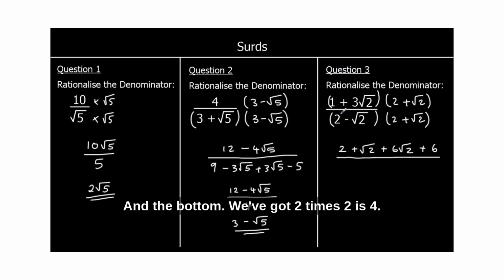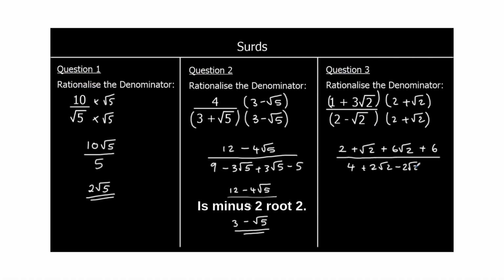And the bottom, we've got 2 times 2 is 4. 2 times root 2 is 2 root 2. 2 times negative root 2 is minus 2 root 2. And we've got a negative times a positive, root 2 times root 2 is 2.